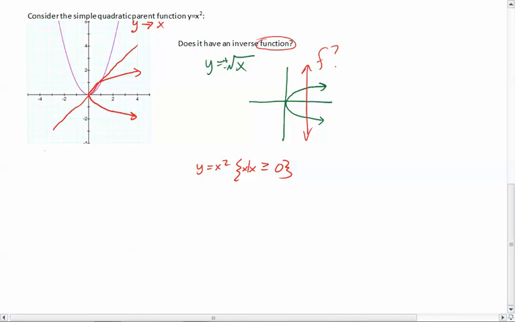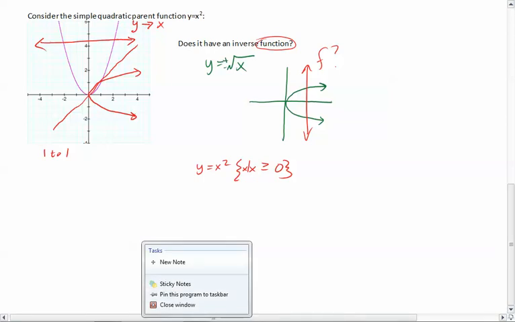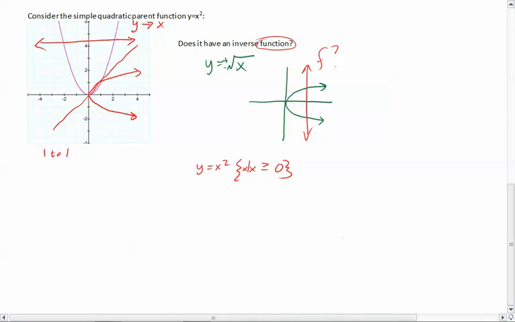Now this is where the one-to-one comes in. Remember, I mentioned that in the last video. It has to be one-to-one. Each x value can only have one y value. That's the definition of a function. But also each y value can only have one x value, because this y value right here, 4, has 2 different x values. That's okay for a function, but it's not okay to say we have an inverse function. We can test this using the horizontal line test, and since the horizontal line crosses 2 points, y equals x squared does not have an inverse.